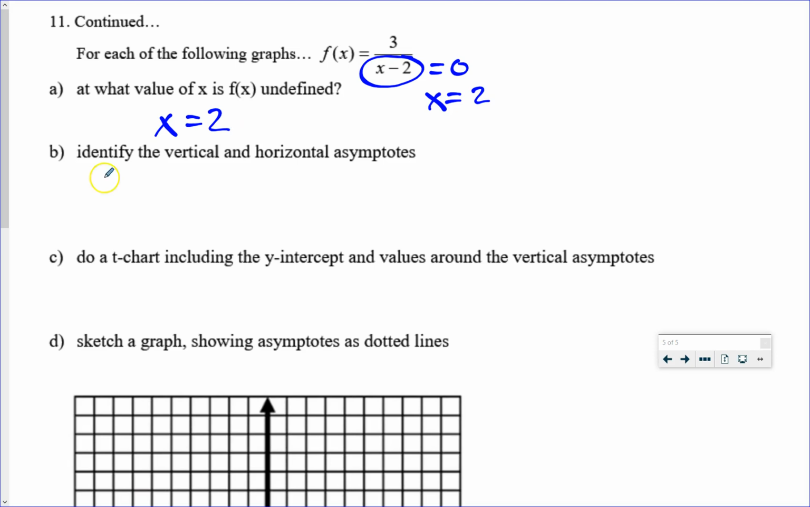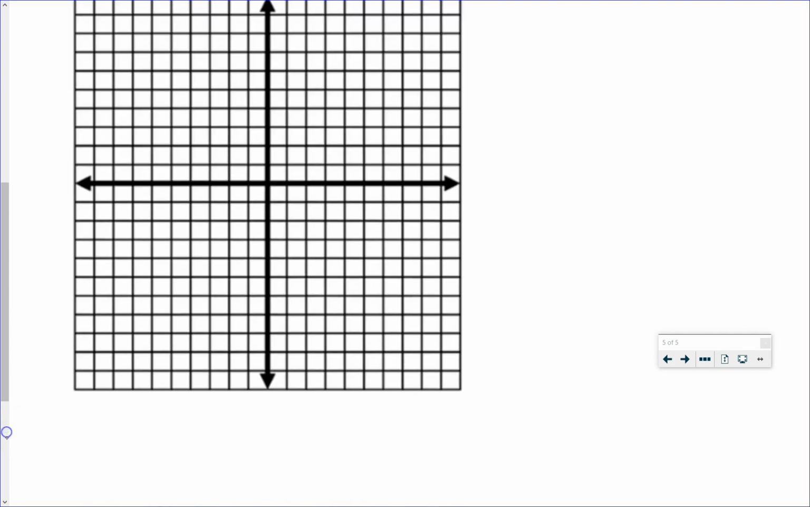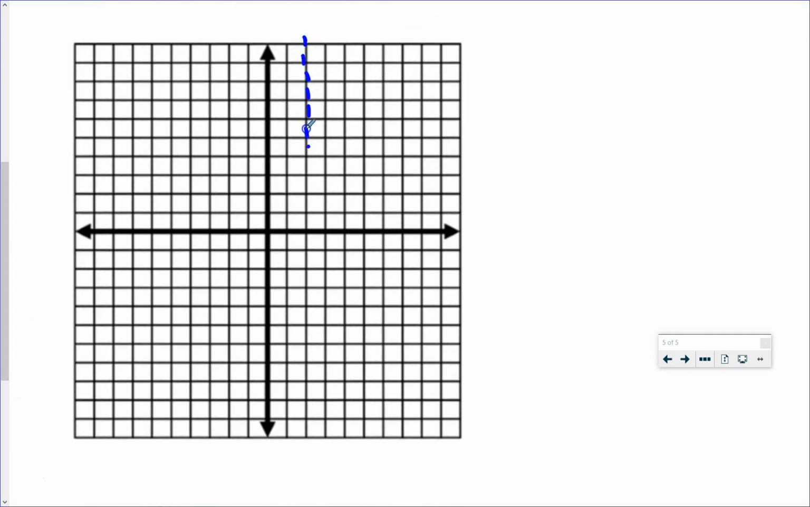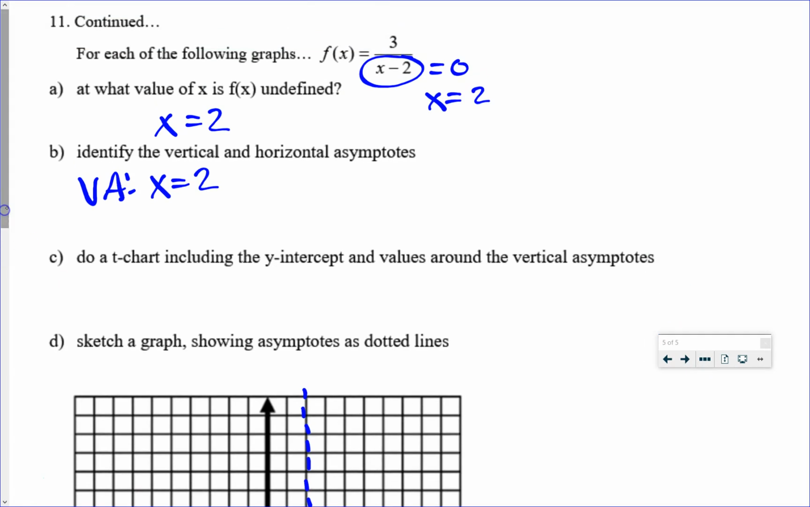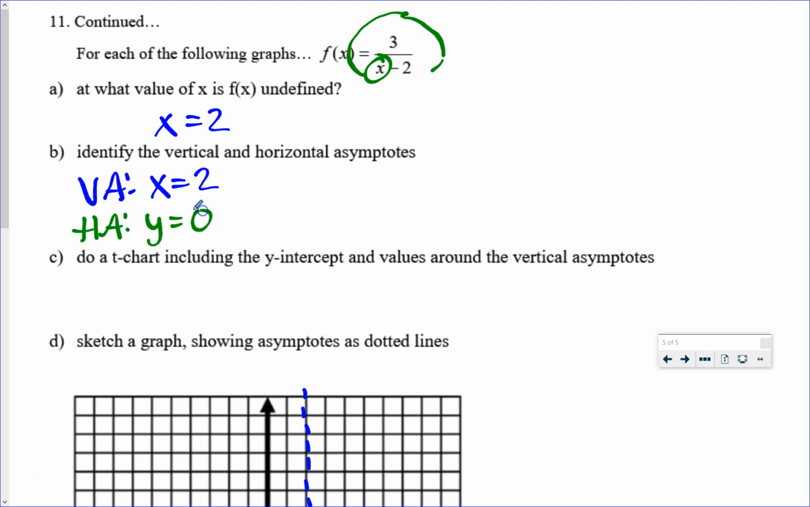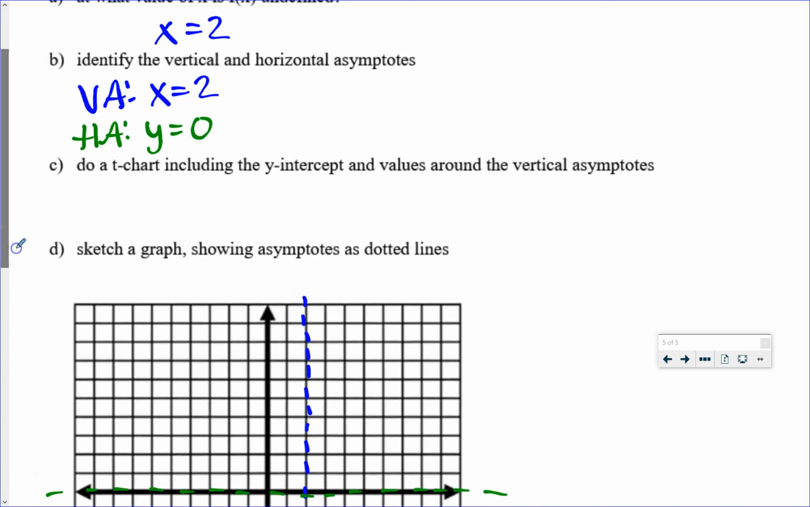Part B, vertical and horizontal asymptotes. All right, vertical asymptote, we just found that. That's going to be at the line x equals 2. I'm going to go ahead and do that down here. There we go. x equals 2 is that vertical line. All right, our horizontal asymptote comes from where the greatest power is. And if I look at my function, it looks like the greatest power is down at the bottom. So that means he is going to reach up and hug our numerator. So our horizontal asymptote this time is at y equals 0, which is our x-axis. There we go. All right, do a t-chart.